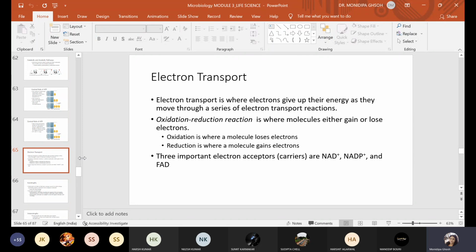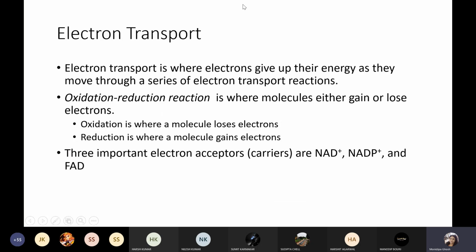So electron transport, what is this? The electron transport is a transport system of electrons which are produced, and they are giving their energy as they move through a series of electron transport reactions.